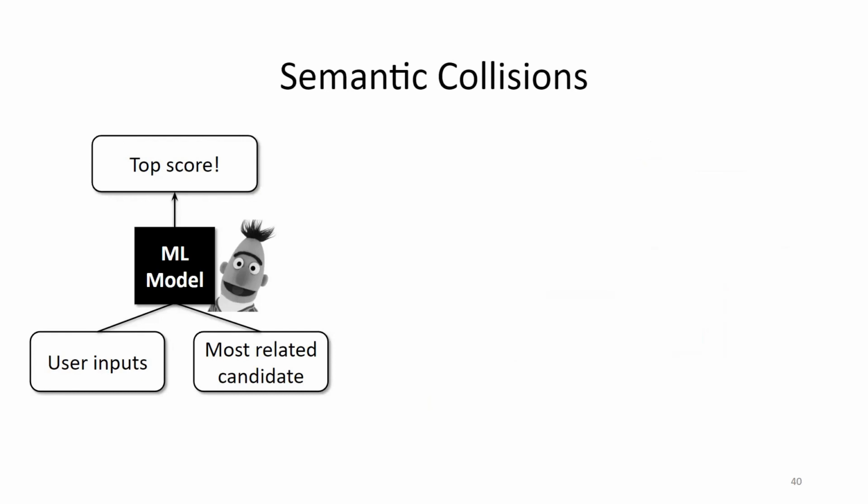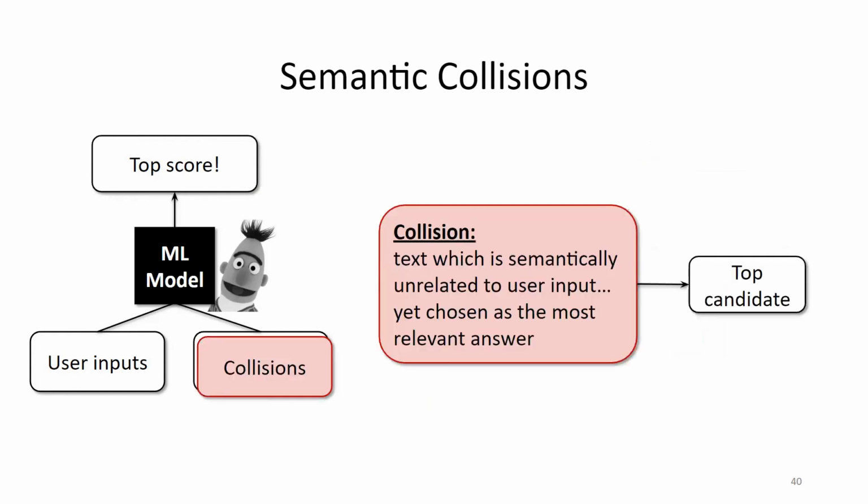In this work, however, we show that it is possible to have certain text which is semantically unrelated to the user input, yet the model will assign a very high score to this unrelated text. We call this text semantic collisions. Effectively, these collisions become the most relevant answer, and they can have real security concerns.